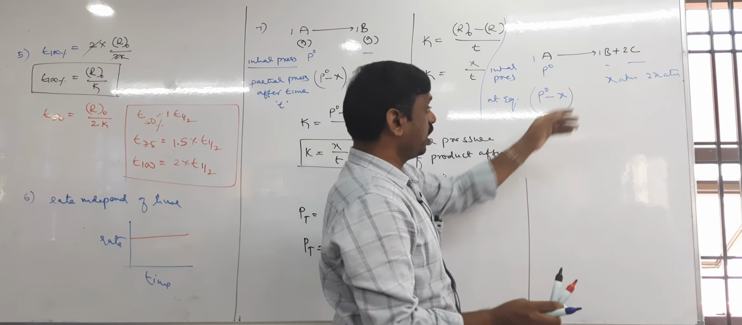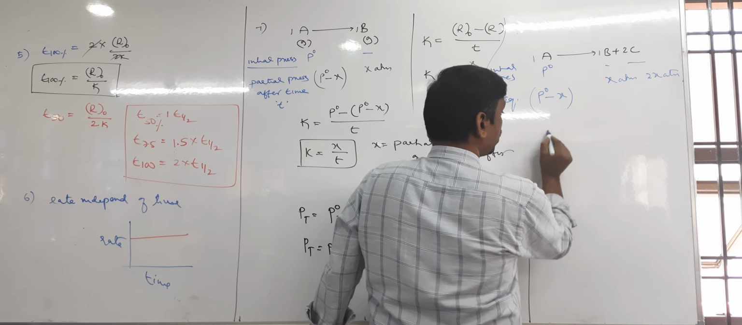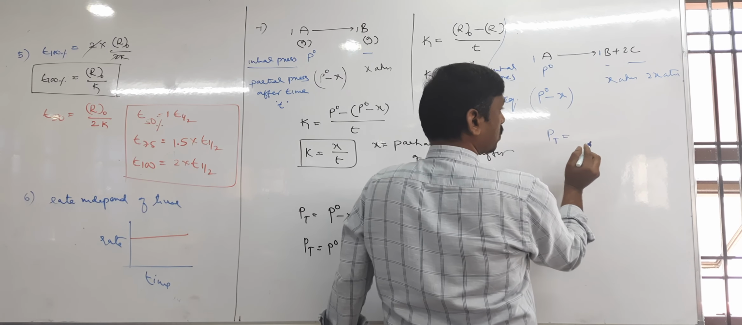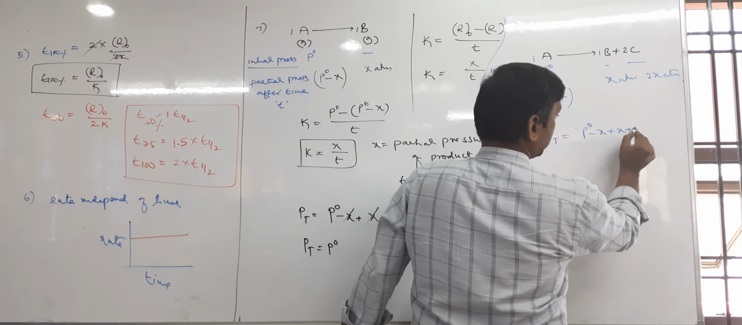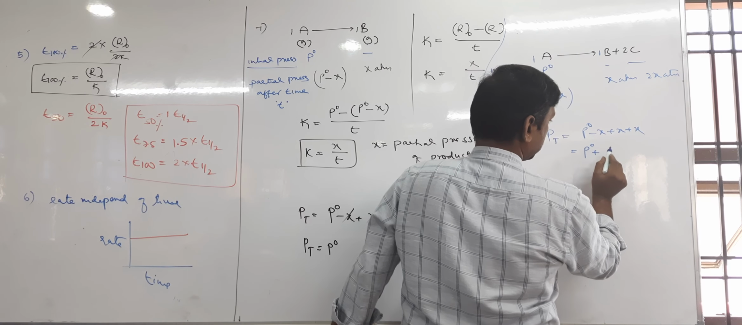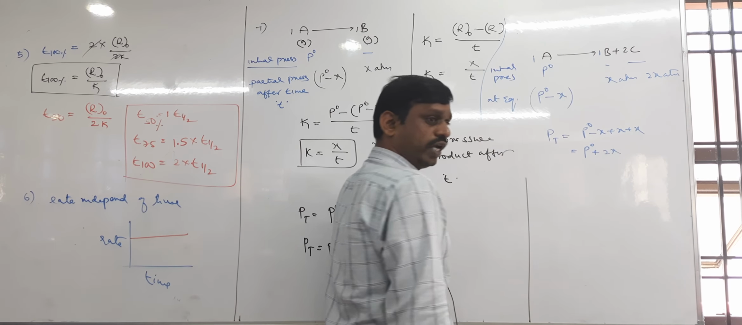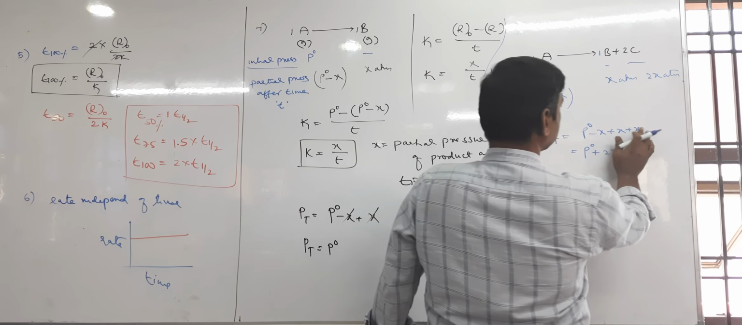So it becomes P naught minus x, but actually I want P total. Tell me, P total equals what? P naught minus x plus x plus 2x, which equals P naught plus 2x.